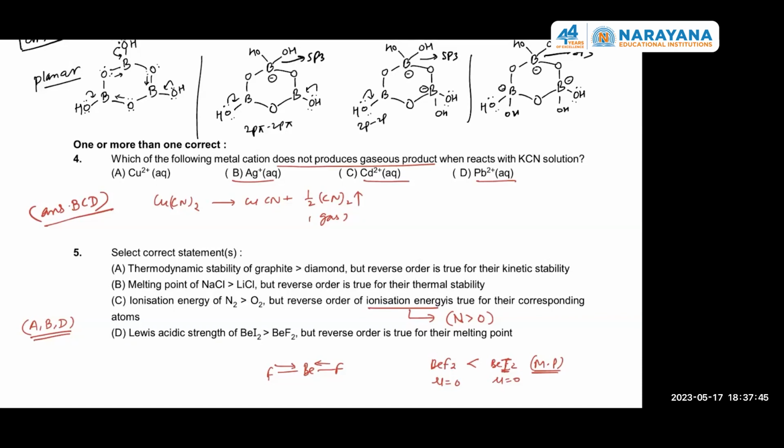Okay, so yes, D will not be the answer. But the reverse order is true for their melting point. So BeI2 has a higher melting point than BeF2. Okay, so D will not be the answer.